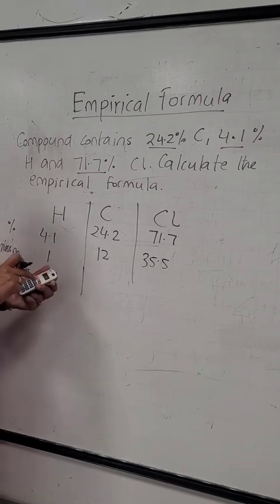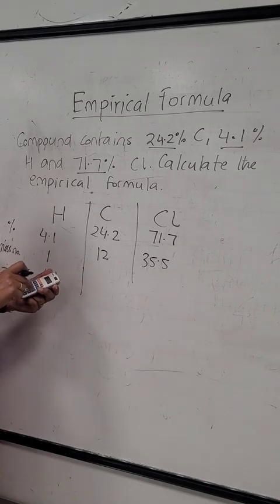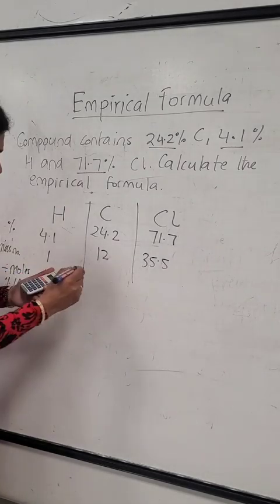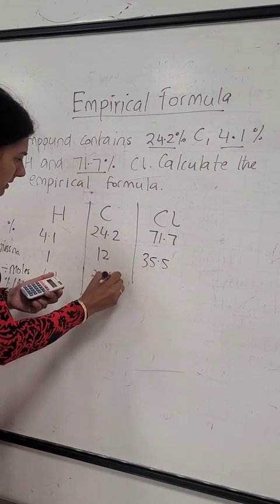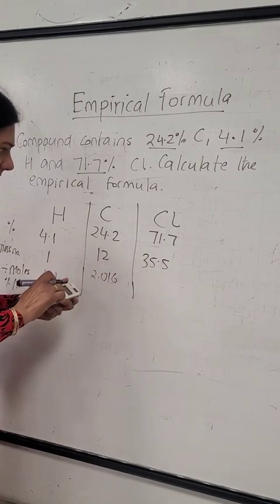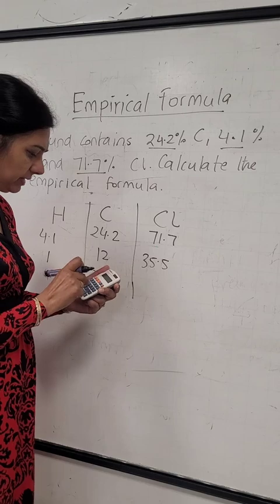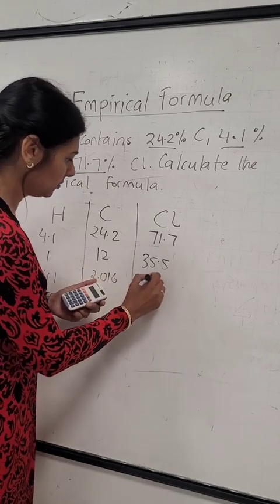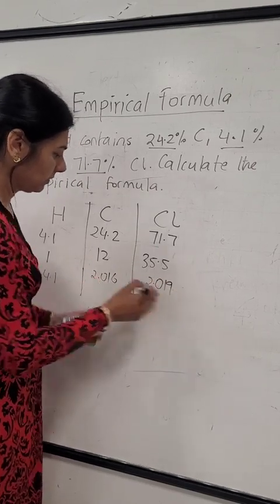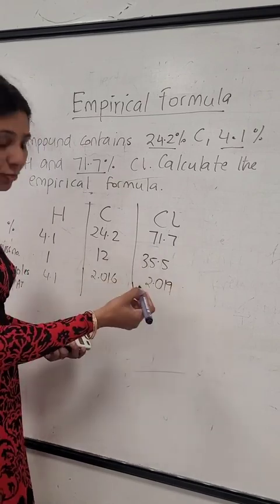For the second one, 24.2 divided by 12 gives me roughly 2.016. And for the final one, 71.7 divided by 35.5 gives me 2.019. Now we can't have a fraction of an atom, so we just round them.